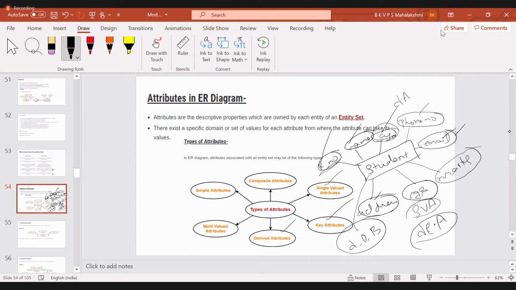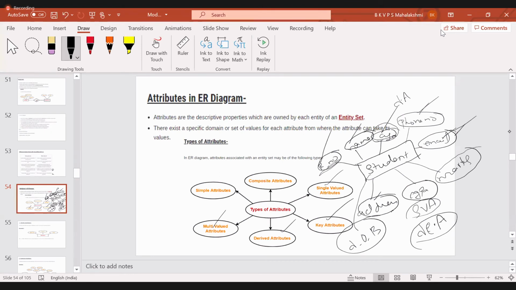Sometimes if anybody is getting confused with a lot of numbers, they will just maintain only one phone number. But we are not sure that the attribute has a single value. Hence I can say this is a multi-valued attribute and this one is also multi-valued. The attribute which is having multiple values is called a multi-valued attribute. Understand?